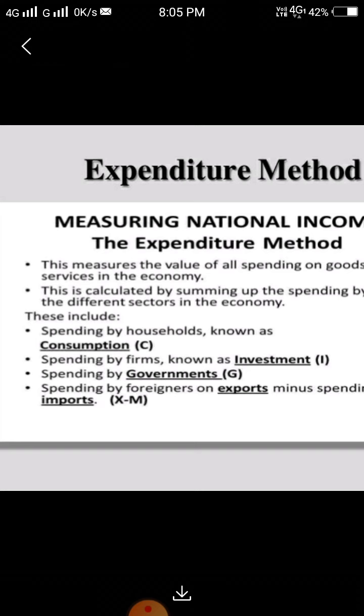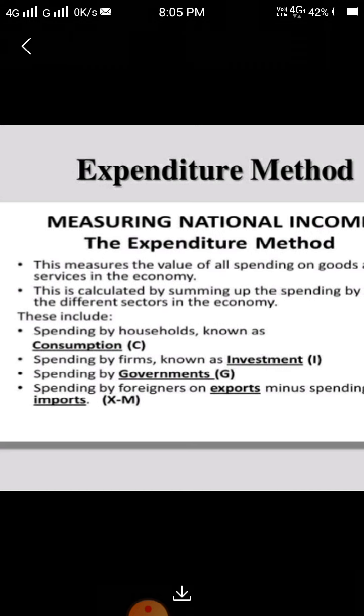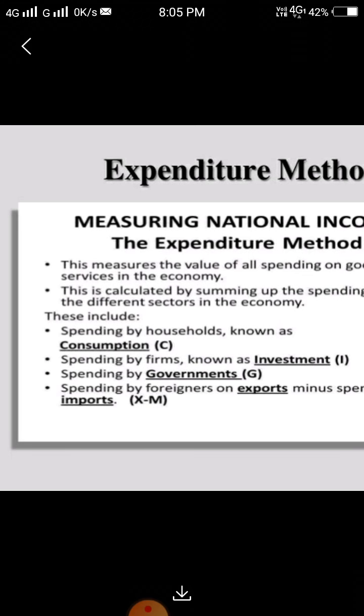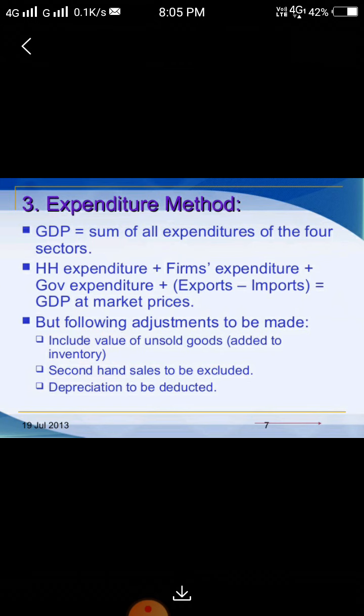All the things included are: spending by households, known as consumption; spending by firms, known as investment; whatever the government spends, that is called government expenditure; and spending by foreigners on exports minus spending on imports, that is called net exports. So these are all the components of the expenditure method.